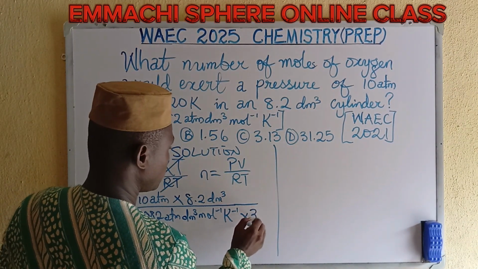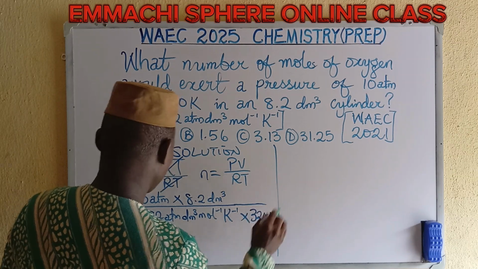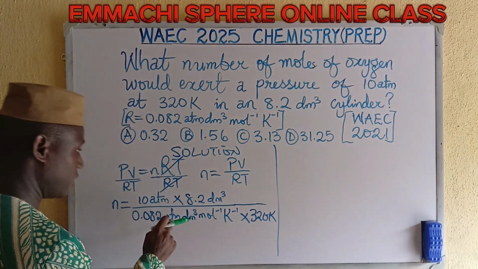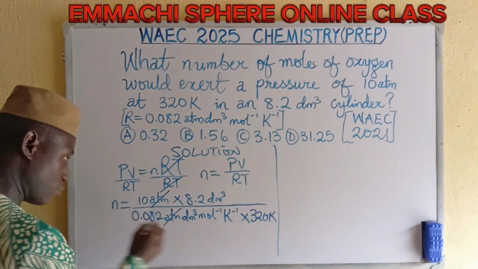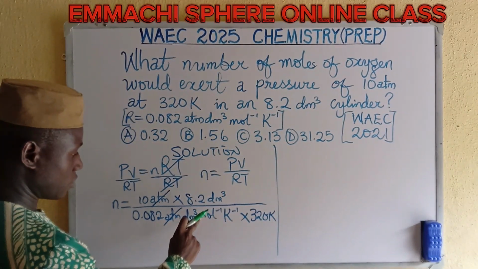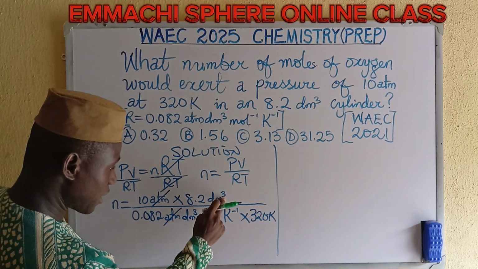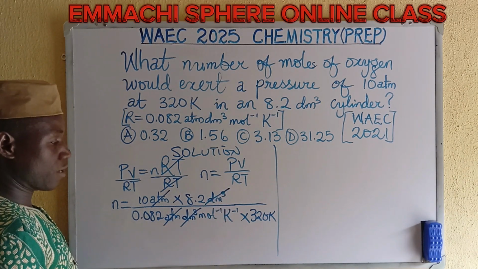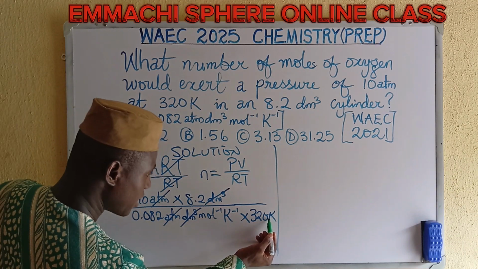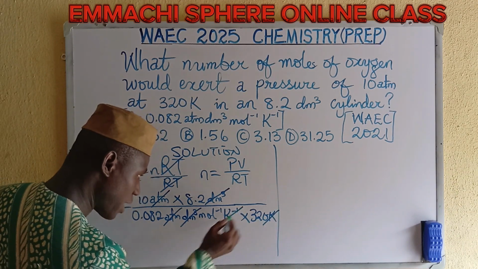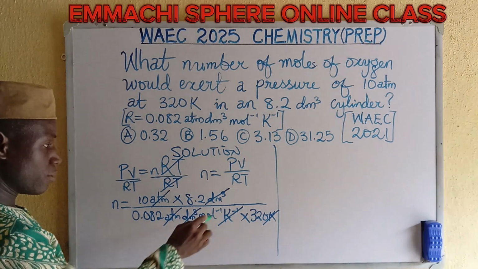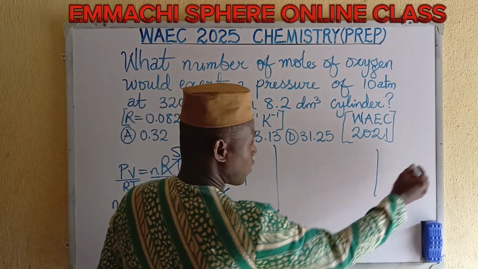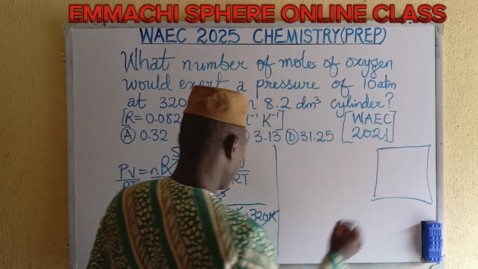So 320 Kelvin. Now, we look at this. Atm will cancel per atm. This is decimeters cube, and this is per decimeters cube, so decimeters cube cancels per decimeters cube. This is Kelvin here, and this is per Kelvin, so Kelvin will cancel per Kelvin. So we are left with per mole here. And when we have per mole here, please look at this. I will explain what we have here.